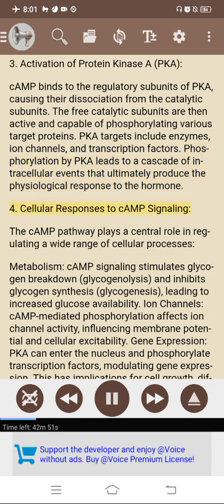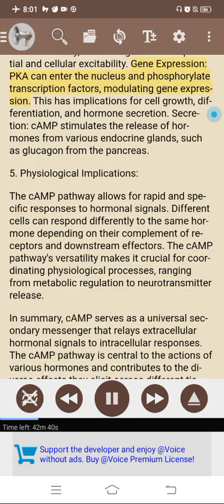4. Cellular responses to cAMP signaling. The cAMP pathway plays a central role in regulating a wide range of cellular processes. Metabolism. cAMP signaling stimulates glycogen breakdown, glycogenolysis, and inhibits glycogen synthesis, glycogenesis, leading to increased glucose availability. Ion channels. cAMP-mediated phosphorylation affects ion channel activity, influencing membrane potential and cellular excitability. Gene expression. PKA can enter the nucleus and phosphorylate transcription factors, modulating gene expression.